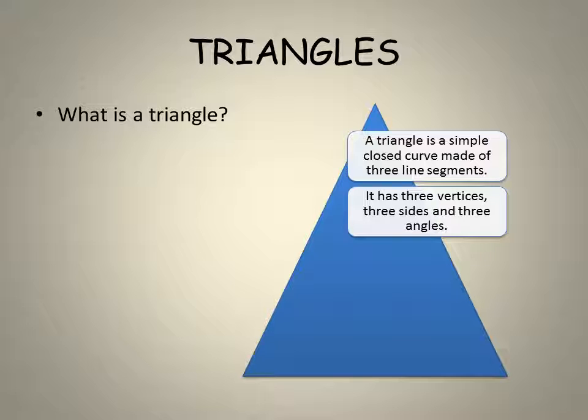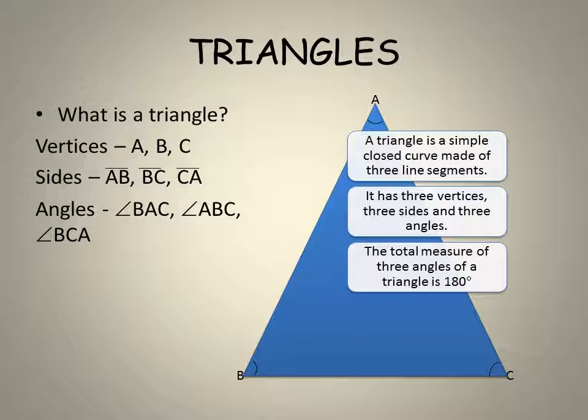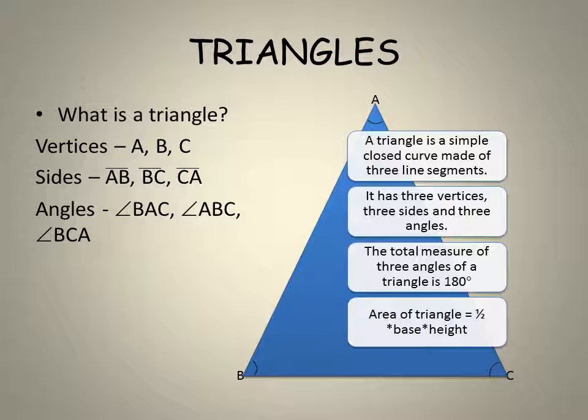So I'm going to name my triangle here as A, B and C. So these are the vertices of my triangle, A, B and C. And it has three sides, AB, BC and CA. And it has three angles, angle BAC, angle ABC and angle BCA. The total measure of the three angles of a triangle is 180 degrees. And the area of a triangle is equal to half into base into height.